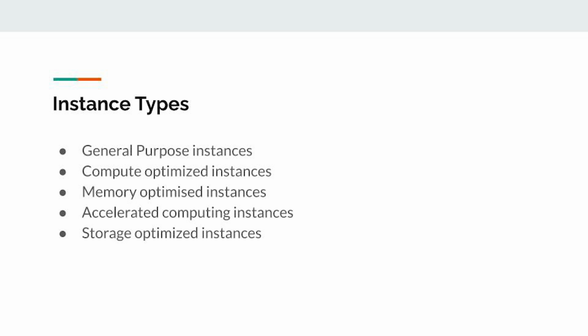General purpose instances provide a balance of compute, memory, and networking resources. Select this instance type if your application requires roughly an equivalent amount of compute, memory, and networking resources. For example, for application servers and web servers.